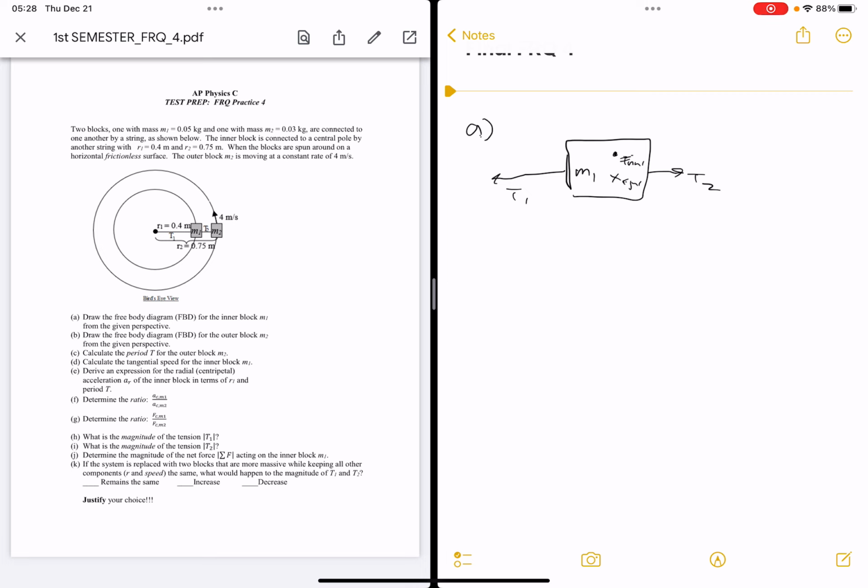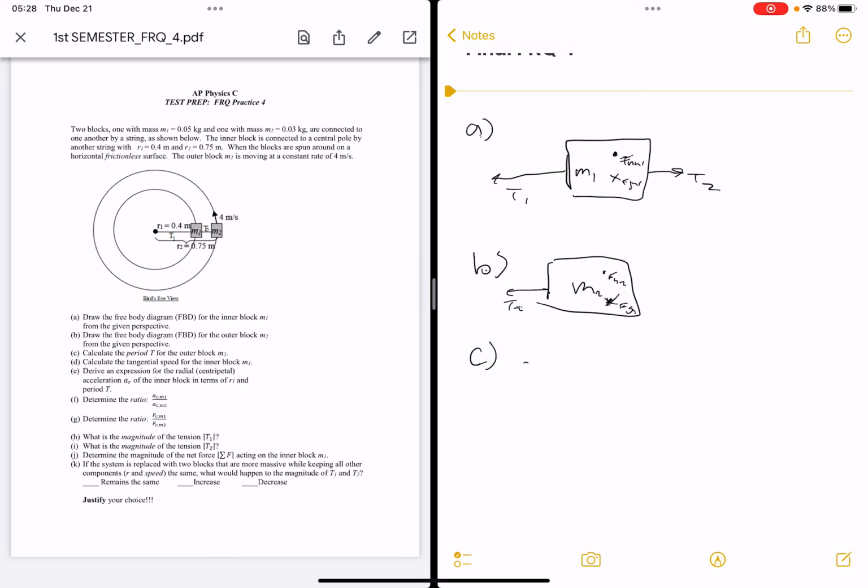Part B. We have an M2 with an Fn2 and then an FG2 and then a T2C.